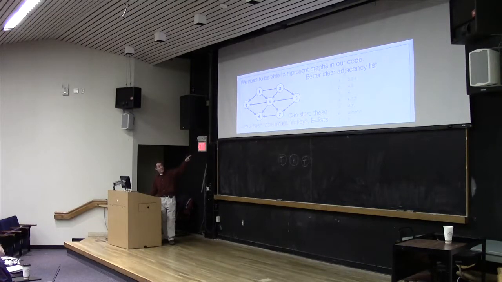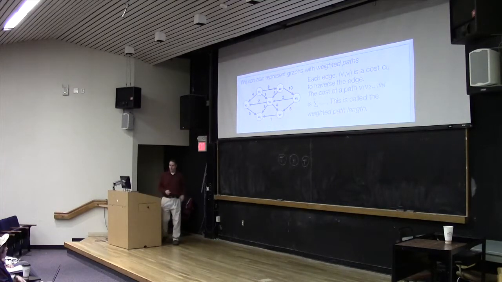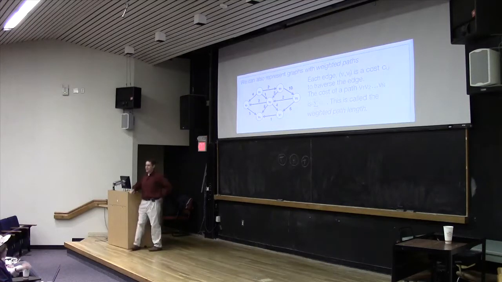By the way, notice 6 has no edges going out of it, right? Because you can only get to 6. You can't go from 6 to anywhere. Okay? All right. We can also, and this is where it starts to get kind of interesting.